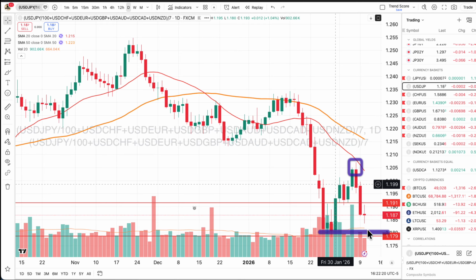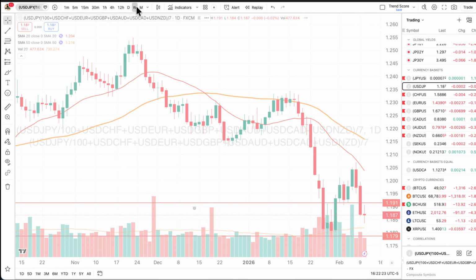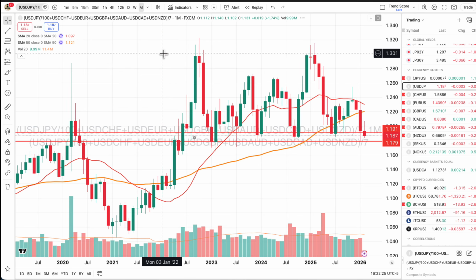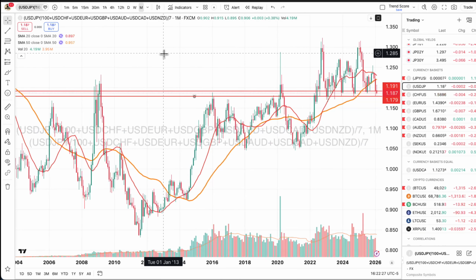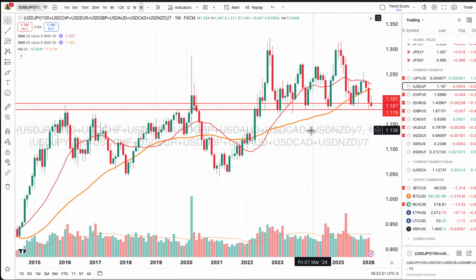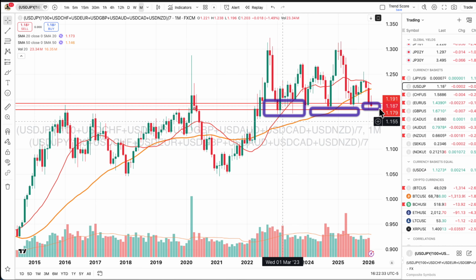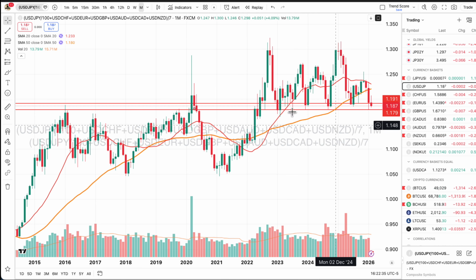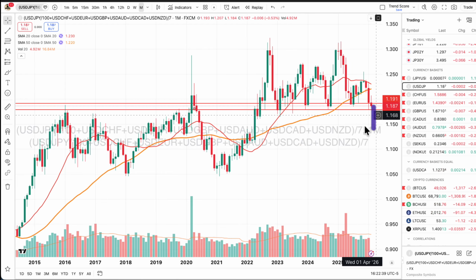And right now, that's what it looks like. I want everyone to see the weekly and the monthly chart just to see the level. As you can see, this level has held for the last 4 years. From 2022 all the way to now, 2026, we have moved down to that level multiple times. The question is, is this going to break this time?